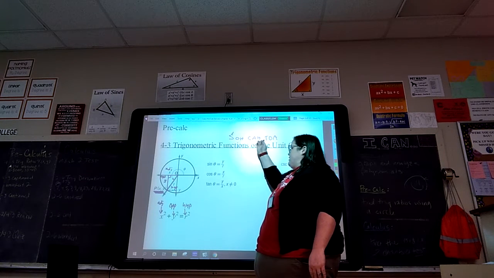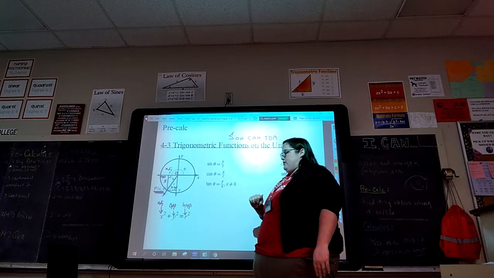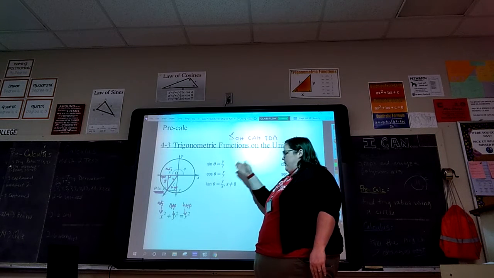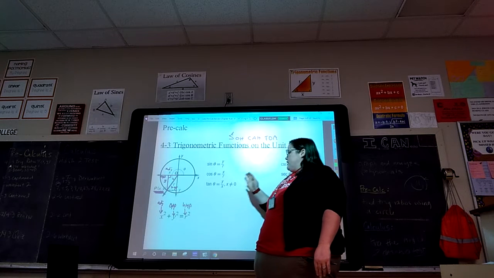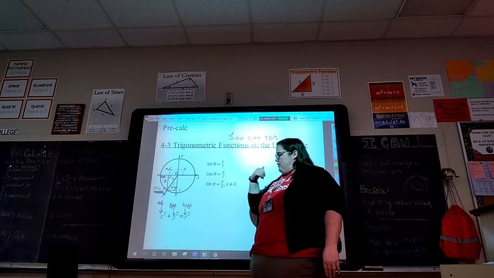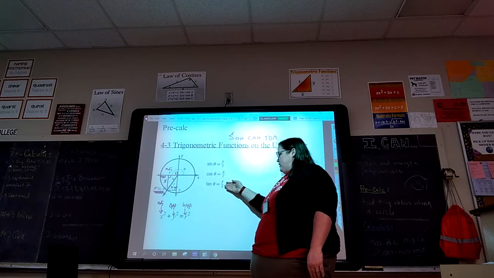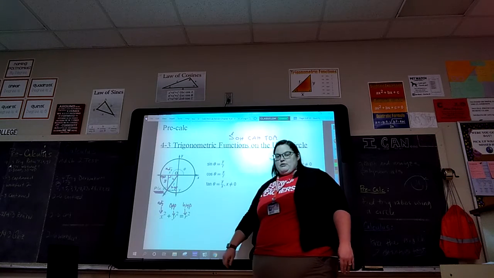Cosine was typically adjacent over hypotenuse, so the adjacent is the x value, the hypotenuse is the radius, so it's the x value over the radius, so x over r. Tangent was typically opposite over adjacent. Opposite is the y value. Adjacent is the x value. So tangent is y over x. So that's where they all stem from.